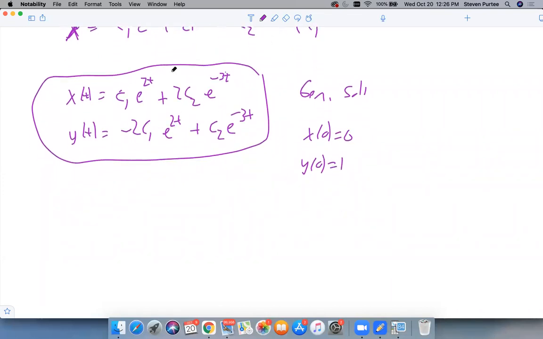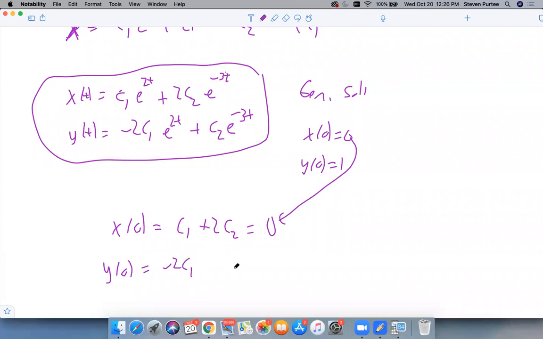So I'm solving for C1 and C2. X of 0, plug in 0 for all the t's. e to 0 is 1. So we'll get C1 plus C2, and that's supposed to equal 0. Y of 0 would be negative 2C1. e to the 0 is 1. I'm not taking any derivatives here. These aren't x prime and y prime. They're just x and y. That's supposed to equal 1.